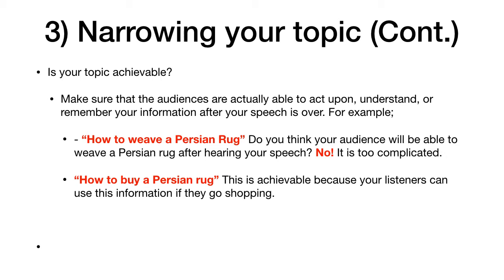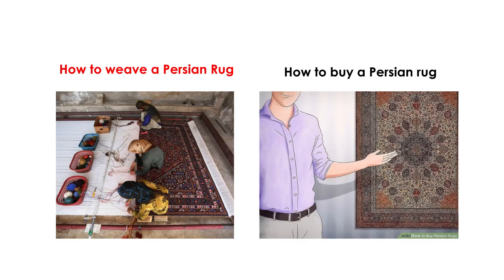What about how to buy a Persian rug? Sounds good. This is achievable because your listener or your audience can use this information if they go shopping for a Persian carpet or Persian rug, I would say. See, how to buy a Persian rug is more achievable than how to weave a Persian rug, right? And that's about the achievability of the topic.